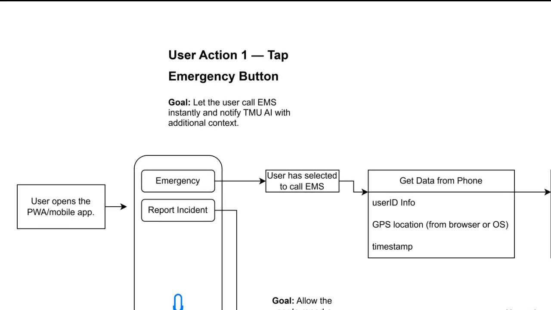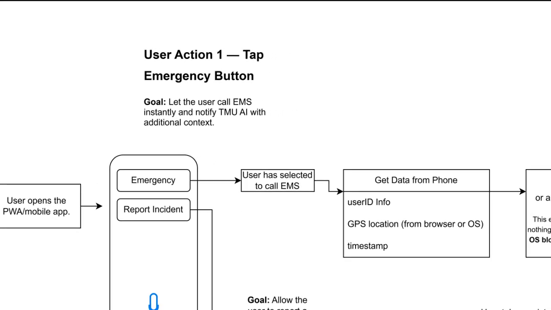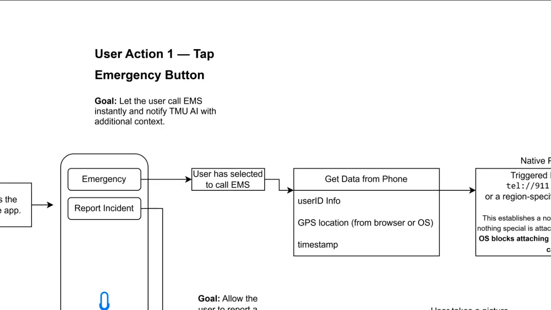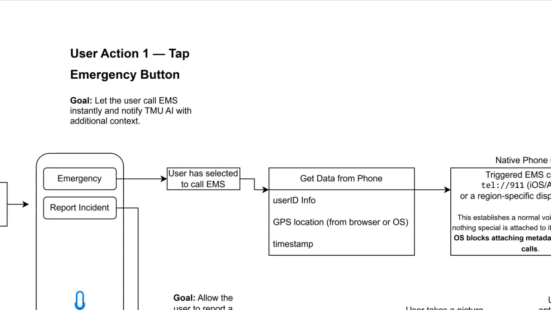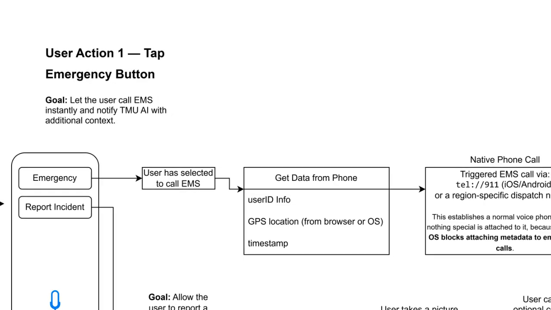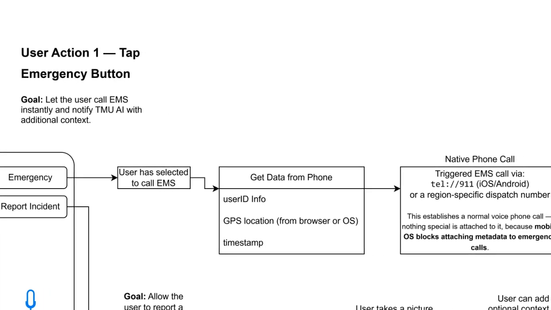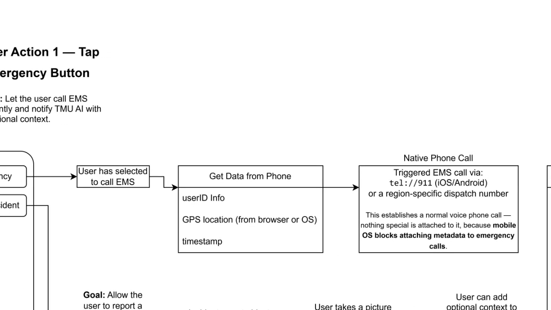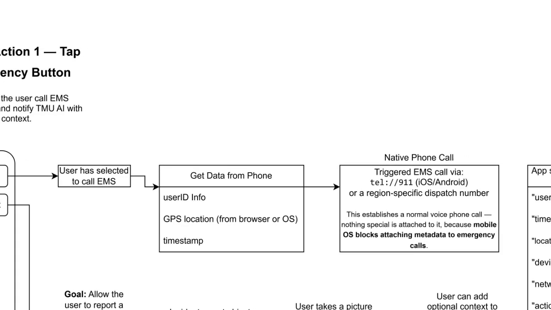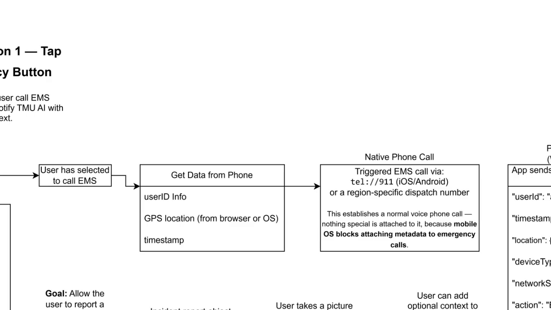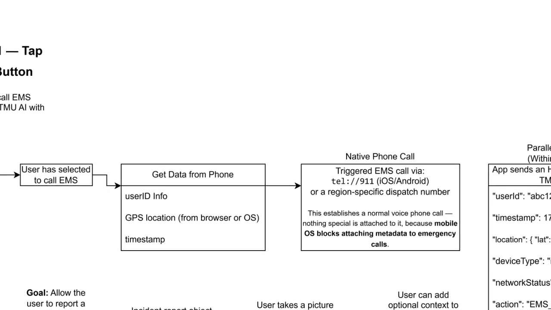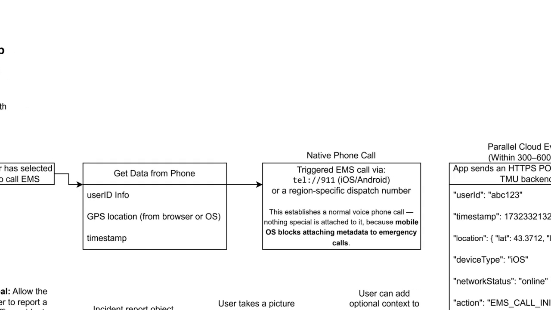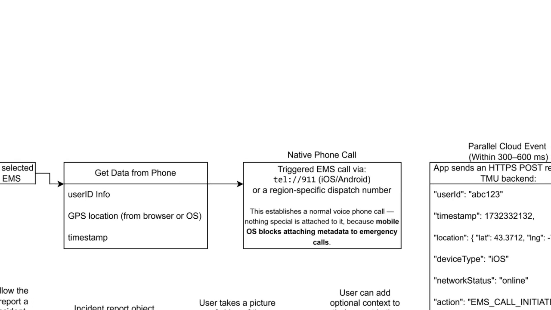Emergency button. If the user taps the emergency button or indicates through voice using the microphone that they are having an emergency, TMU-IRES automatically connects to emergency services. The application immediately gathers data already on the phone. This includes user information such as their name or medical conditions they've chosen to store, for example, sharing that the user is diabetic. It also collects GPS location from the browser or operating system, and a timestamp which will be automatically logged.